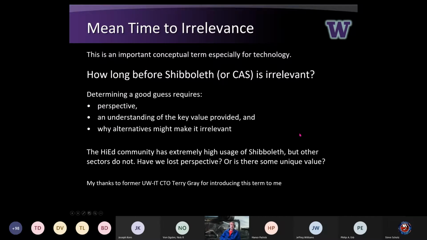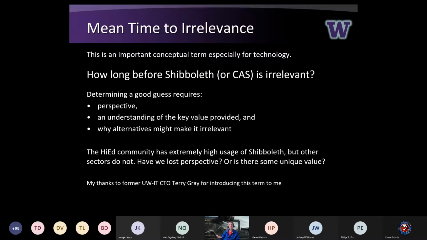All right, so let's talk about mean time to irrelevance, which is a term that Terry Gray here at the UW introduced me to a long time ago. And at the heart of this talk is the question: how long before Shibboleth is irrelevant? And I think that's a crystal ball sort of thing, where you're trying to guess the future.